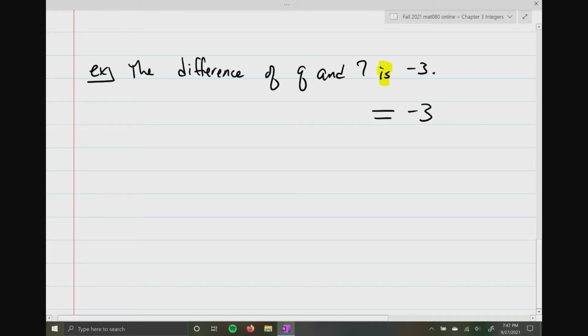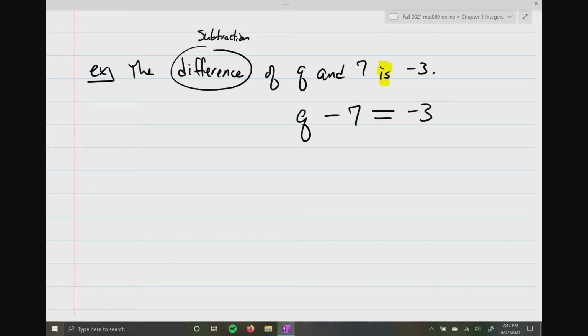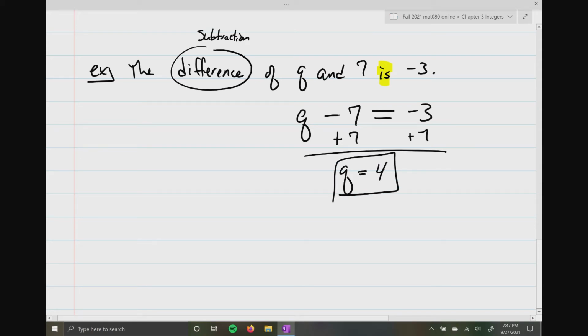So the difference of Q and 7. So difference means subtraction. And what are we subtracting? Q minus 7. So here's our equation. And if we wanted to, we can apply the techniques from chapter 2. So we're going to use the addition property of equality. We're going to add 7 to both sides. And that gives me Q equals, well, you have negative 3 plus 7. So that's going to be a positive 4. And I'll let you figure that out.